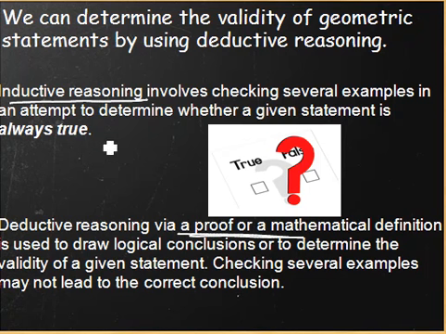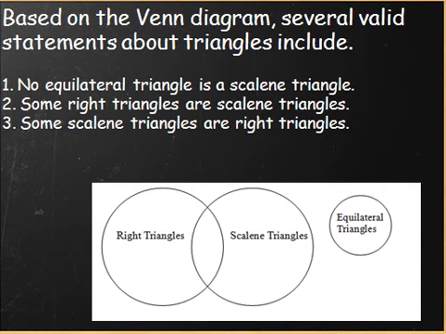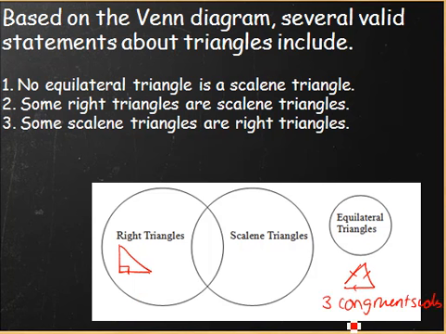Also remember that just checking a few examples doesn't guarantee that our statement is always true or valid. We can look at relationships and reason through Venn diagrams. In the figure below, we have a Venn diagram representing triangles. We have right triangles, which have 90-degree angles, equilateral triangles, which have 3 congruent sides and 3 60-degree angles. Scalene triangles, if you recall, have 3 unequal sides.